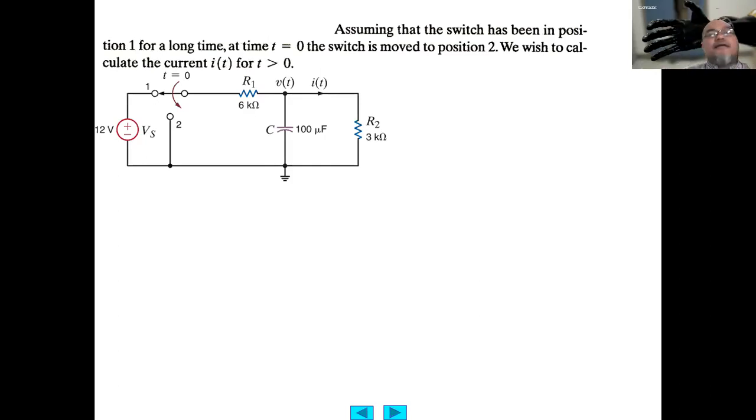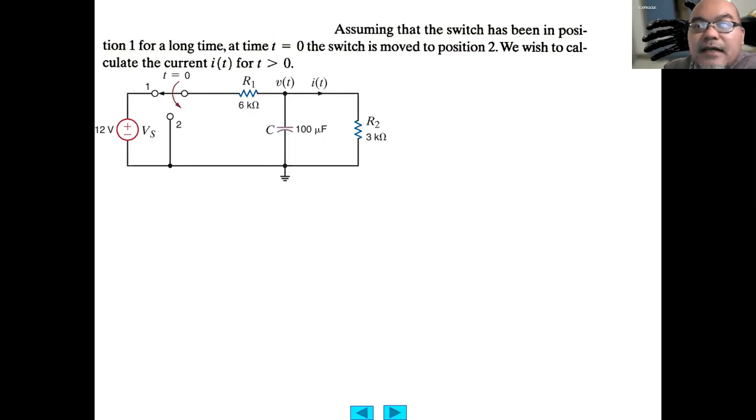Before t equals 0, the switch is at position 1. So the current flows from the voltage source to charge the capacitor. The current also flows through R2. When the switch is turned to position 2, it is disconnected from the voltage source. So now the charge in the capacitor will be discharged, and the capacitor will become a voltage source with a varying value.